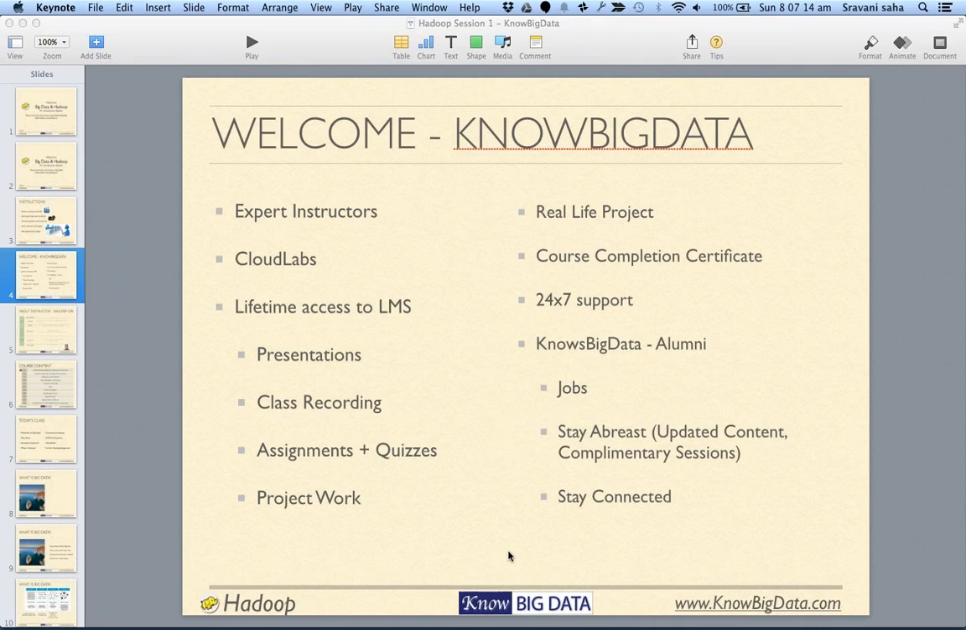If you perform well in our sessions, then we give you a real-life project, and there is a course completion certificate which we give to our candidates, which is online as well as on the social networks. We provide you 24 by 7 support via email. And in case the problem is difficult to debug, we generally have an online hangout session where we can see your screen as well as the servers on which you are working.